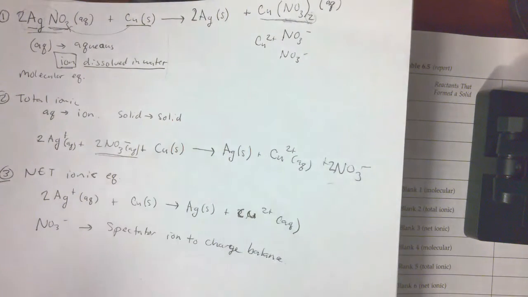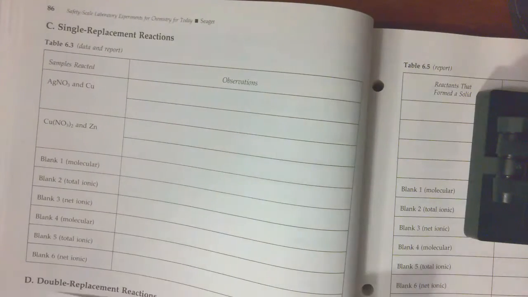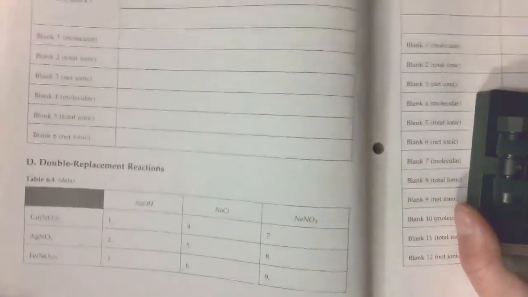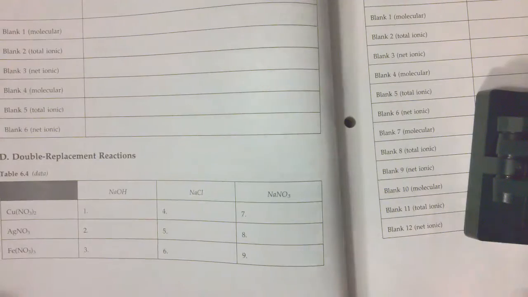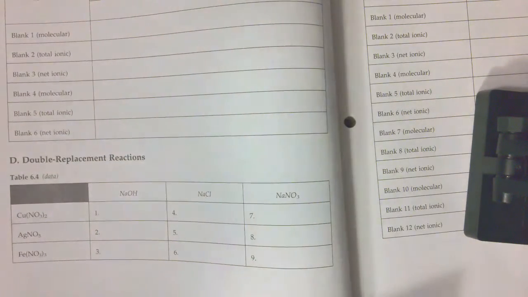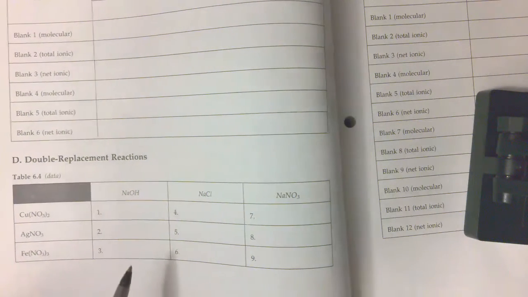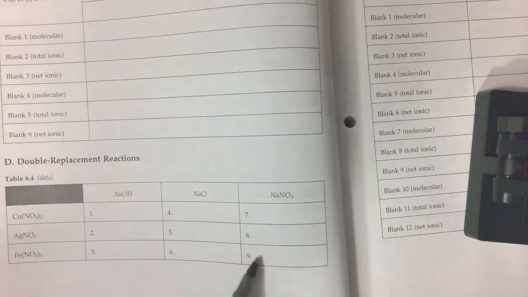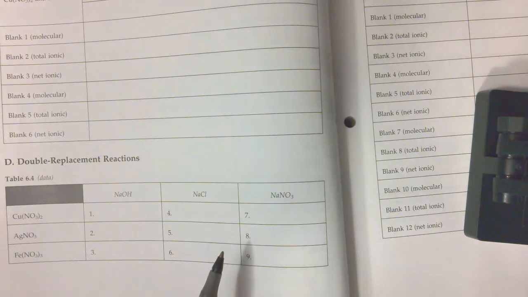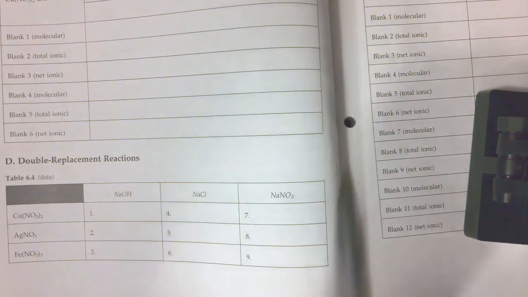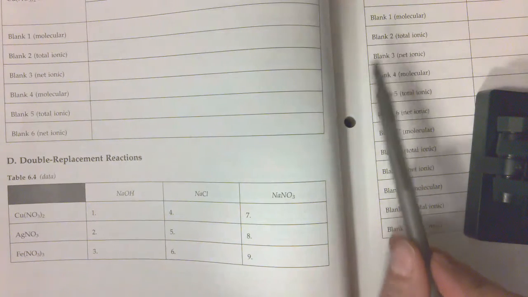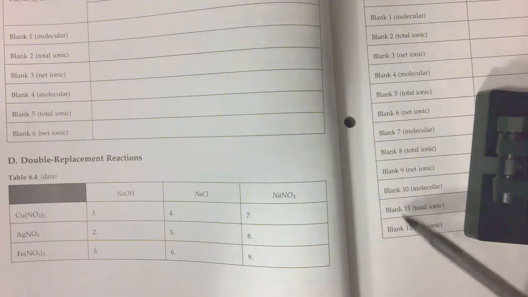Okay, the last one that I want to go over is the double replacement reactions in table 6.4. So in this part, we should have ended up with 4 things that got cloudy or formed solids. So 4 of these boxes should have formed solids. And then I'm going to write 4 chemical equations over in these blanks.